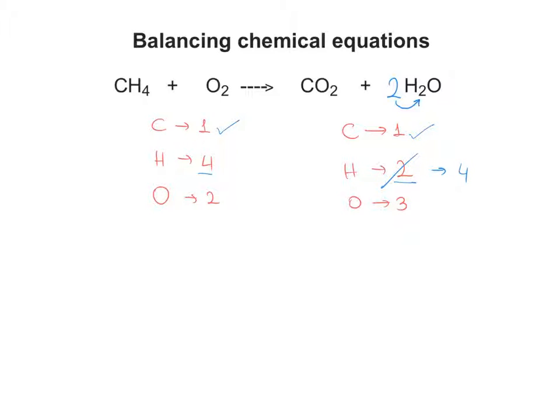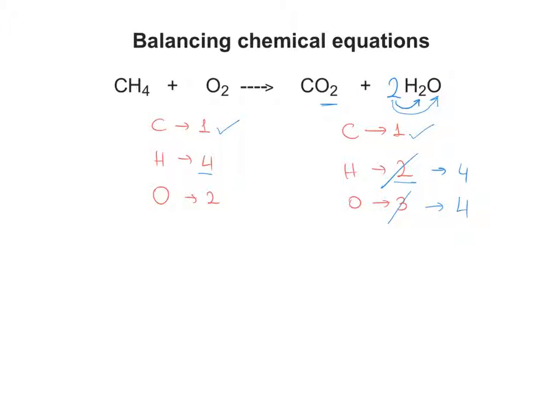Last one is oxygen. Before it, I want to emphasize something. This coefficient 2 will affect the number of oxygen also. 2 times 1 makes 2 oxygens in this part and 2 oxygens in carbon dioxide. In total, 4 oxygen atoms in the product side.